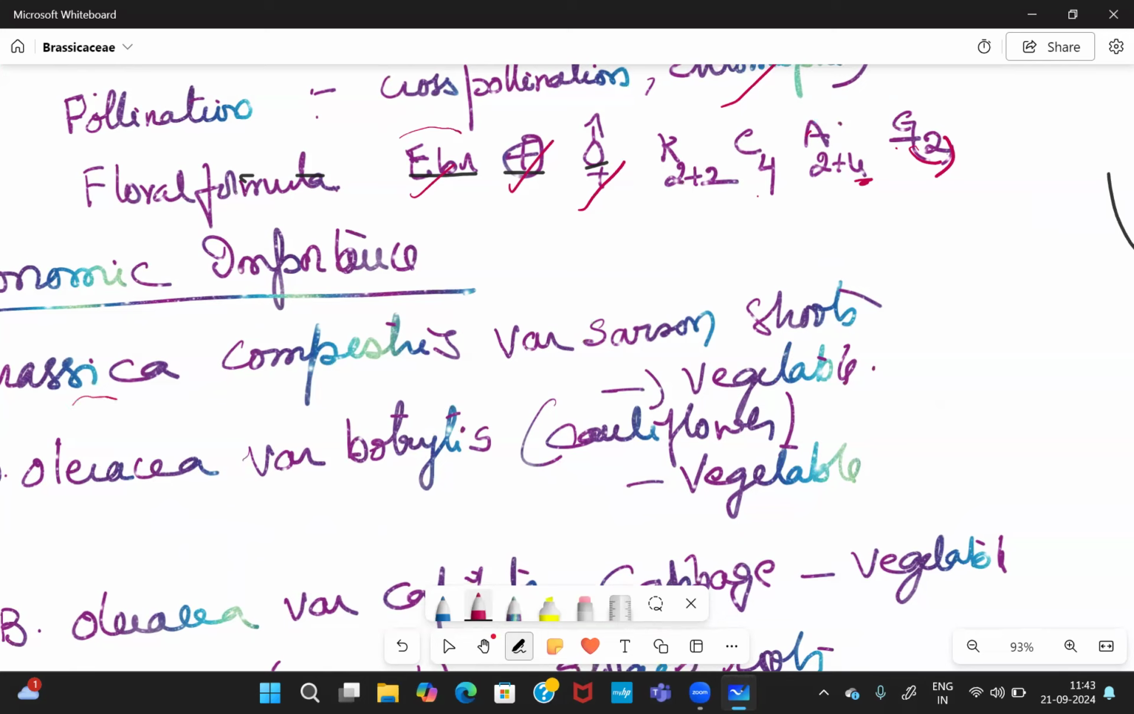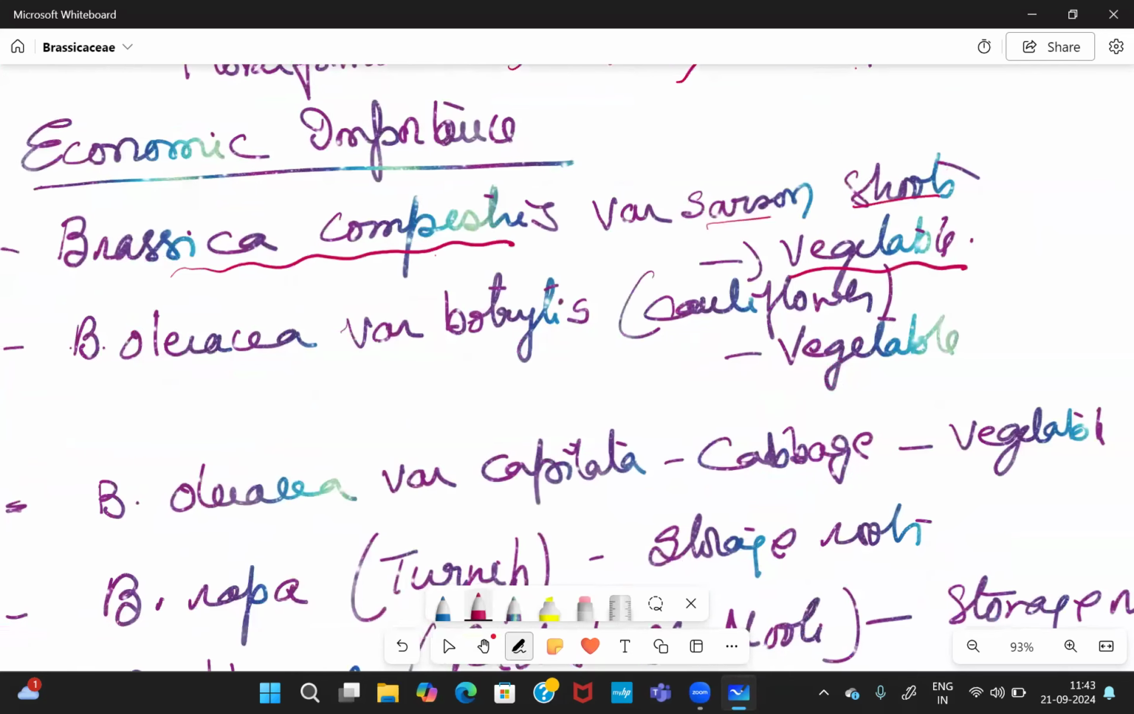Economic importance is also very important here because so many are used as vegetables. Normally common names, and sometimes botanical names also, they may ask. So Brassica campestris, the shoots, is a vegetable. And Brassica oleracea variety botrytis, you know this very well, that is cauliflower.